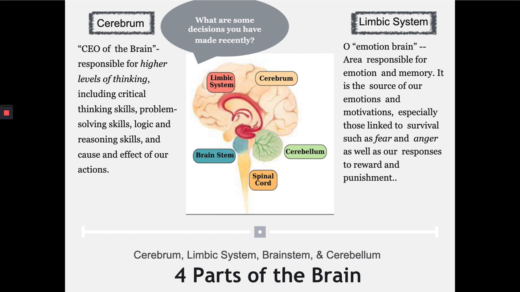The limbic system. This sits on top of the brainstem and is buried in the center of your brain. It is often called the emotional brain and is the source of our emotions and motivations, especially those linked to survival, such as fear and anger, as well as our responses to rewards and punishment. The limbic system is also involved with feelings of pleasure. In future lessons, we will learn and talk a little bit more about this part of the brain. Sometimes the limbic system makes us react without thinking or using the rest of our brain. We will talk more about this in the future.